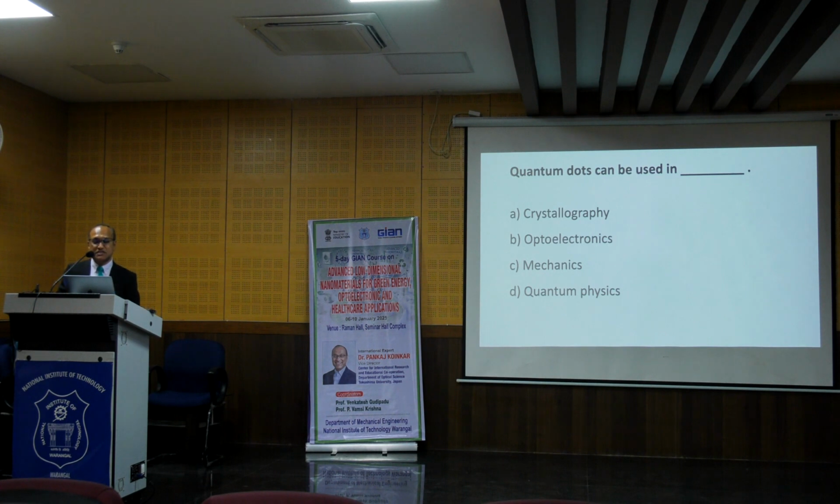Quantum dot can be used in opto. Okay, quantum dots, very small particles. Okay, 2 nanometer to 10 nanometer. These are the ideal size of quantum dot. So they are mostly used in optoelectronic, because opto is light, and quantum dots behave differently when they are in this size, 2 nanometer to 10 nanometer. So most of the quantum dots are used in optoelectronics for emitting different kinds of light due to their band gap.